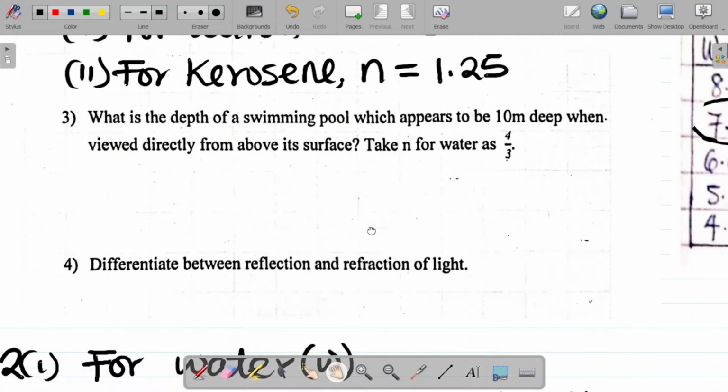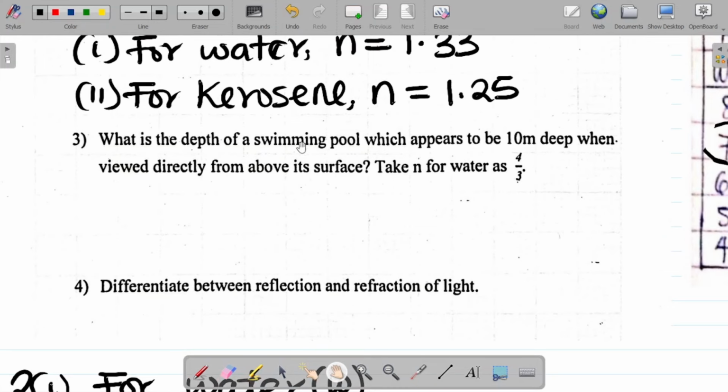Let's go to question 3. Question 3 says, what is the depth of a swimming pool which appears to be 10 meters deep when viewed directly from above its surface? Take N for water as 4/3. So 10 meters is your apparent depth, and they ask you for the real depth, given the refractive index of water.